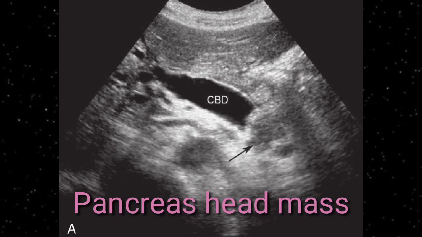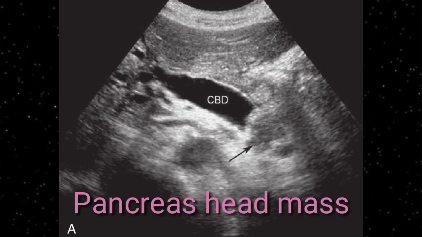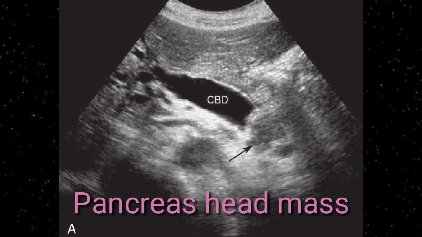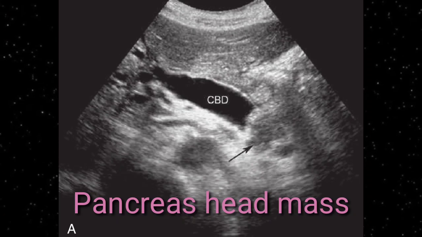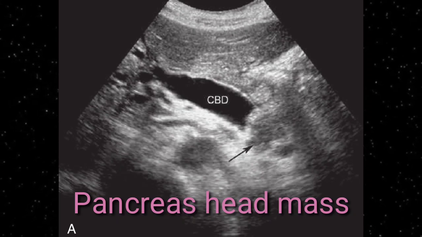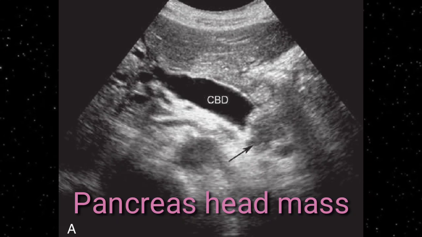So the common bile duct is markedly dilated here. Distal to the CBD, intrahepatic ductal dilatation is also visible. On this image, a hypoechoic mass is present in the head region, and it is causing significant obstruction of the CBD, and the CBD is dilated.